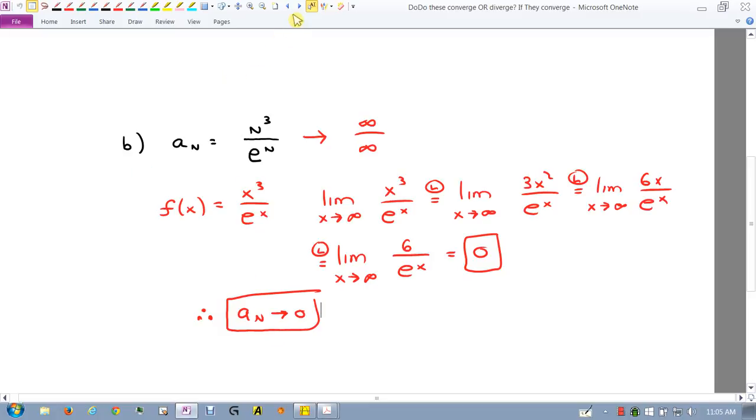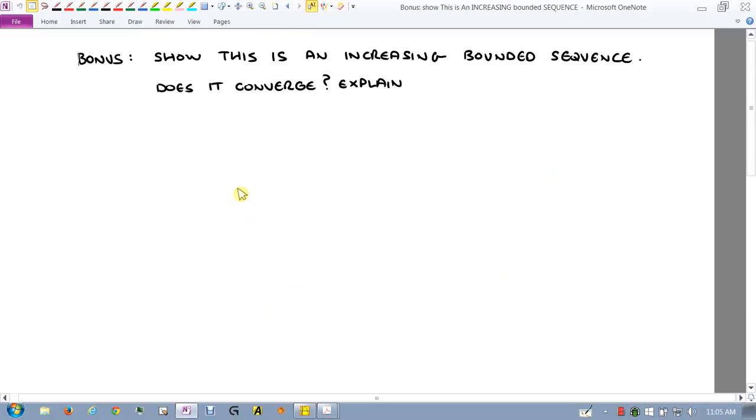I didn't do the bonus. Okay, but I mean, it was that problem, and you can show that it's increasing and bounded. Bounded, you have to show it's bounded on top and the bottom. And then I say, does it converge? So, does it converge? I have an increasing bounded sequence.